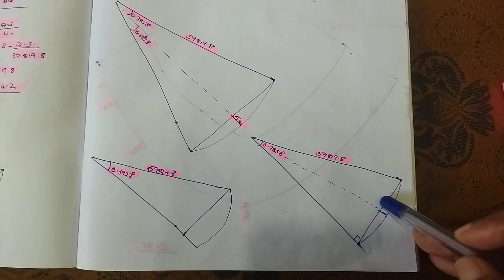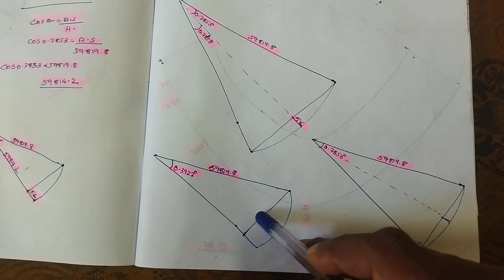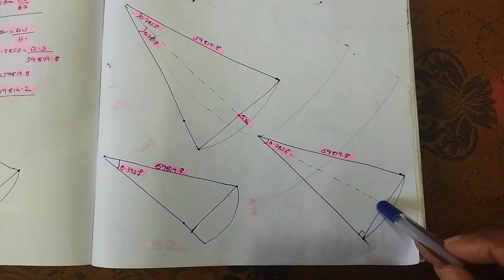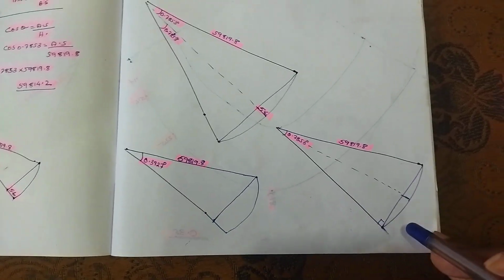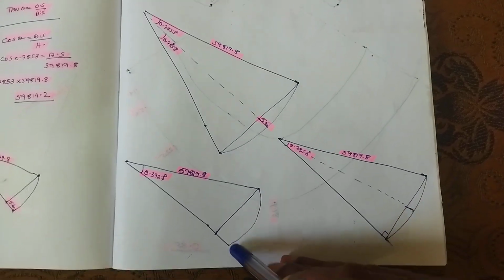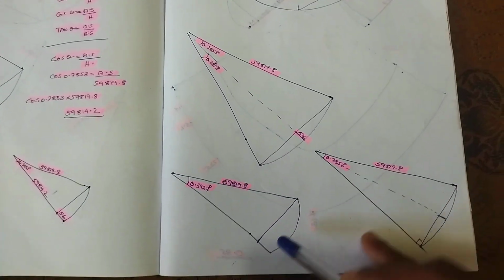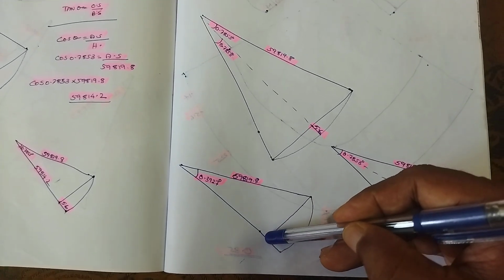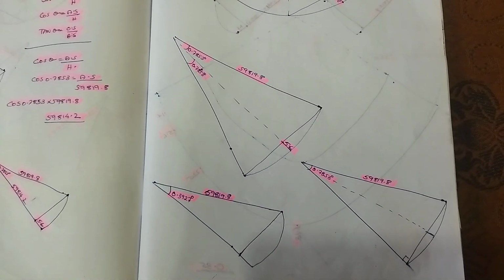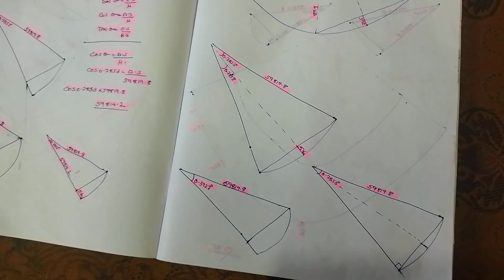And the line from here to here I have drawn here, and the line from here to here, and from here to here also I have drawn here. Using this degree and this measurement, find out this side. I won't help you now. You use your calculator and find out.